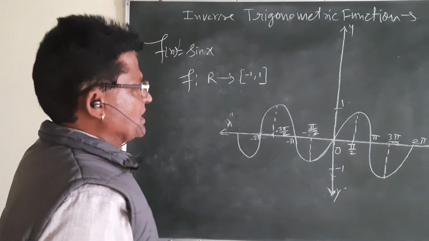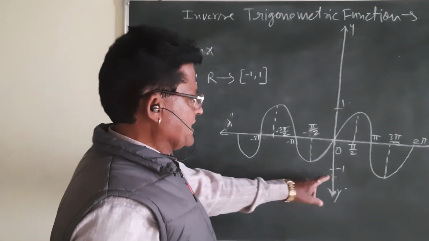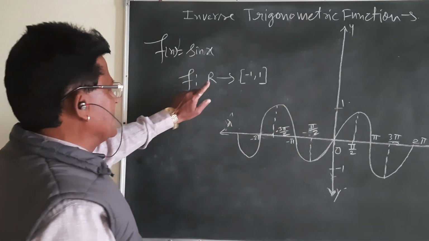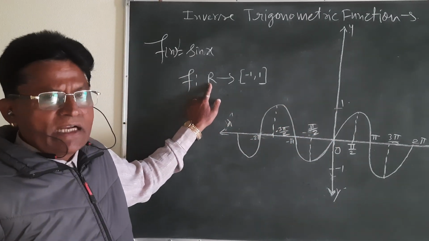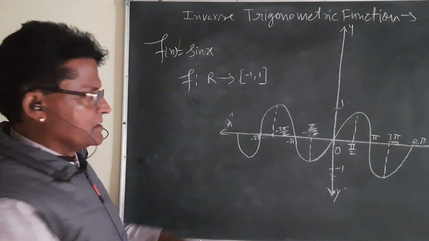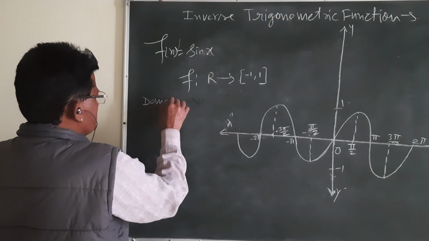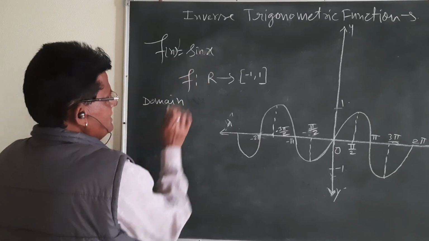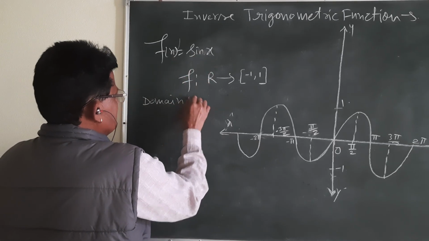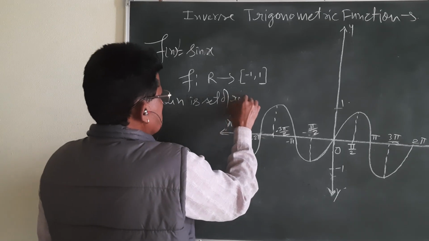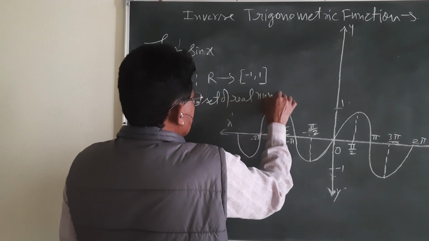I have taken the range from -1 to 1, and the domain is the set of real numbers. I am just going to write over here: domain for this function sin x is the set of real numbers. Try to understand.